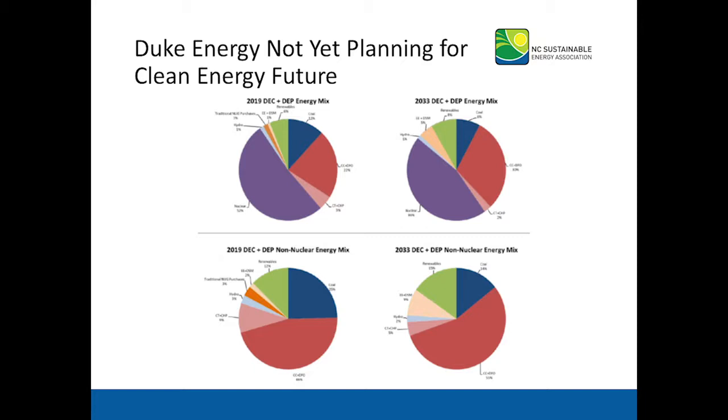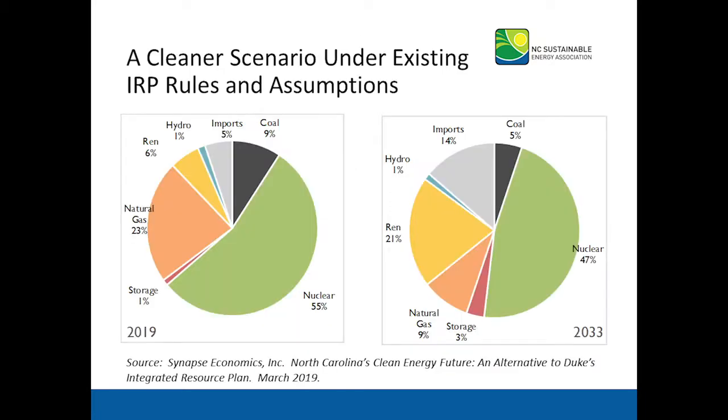So we could go from really 23% natural gas down to 9%, so only building a small portion of what's been proposed, and relying a lot more on energy imports because there's cheaper energy available for us to import, and then renewables. Storage, 3%, up from 1%.